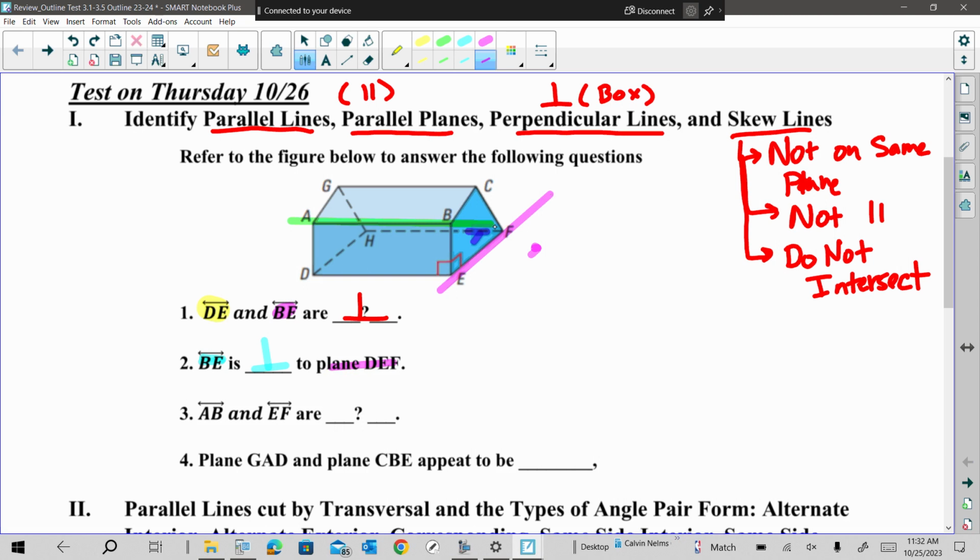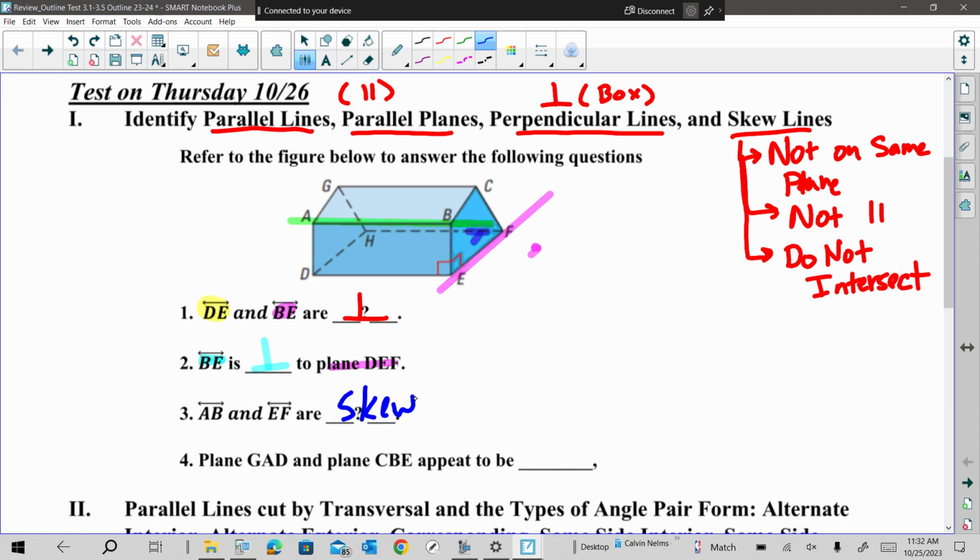Those 2 lines, are they on the same plane? No. Are they parallel? No. Do they ever intersect? No. So they are skew lines. Oops, I can't spell today either. Okay, are we kind of understanding how you're filling in the type of relationship? Is there a symbol for skew? I have a symbol for skew.